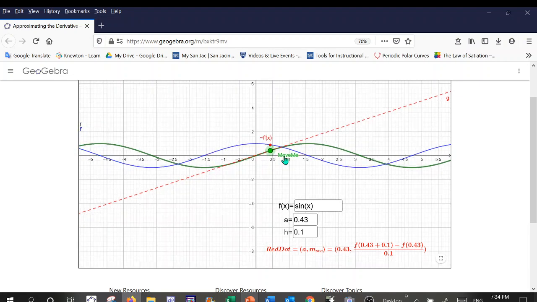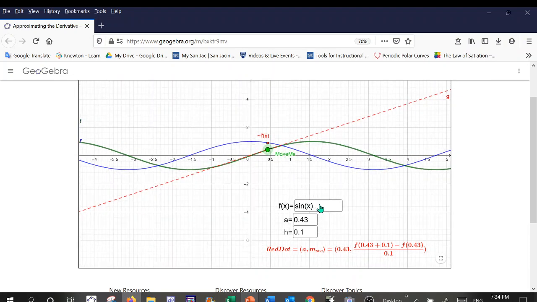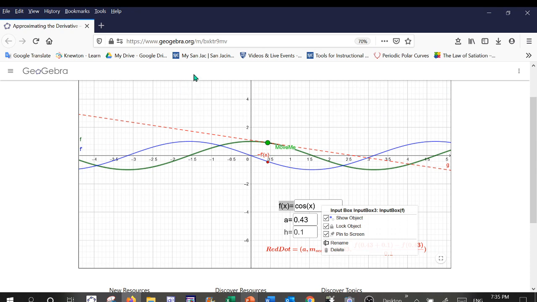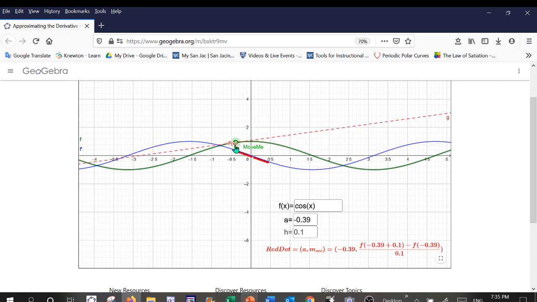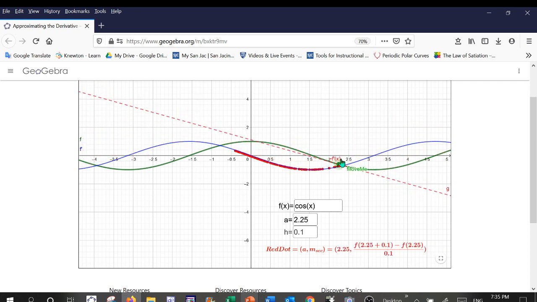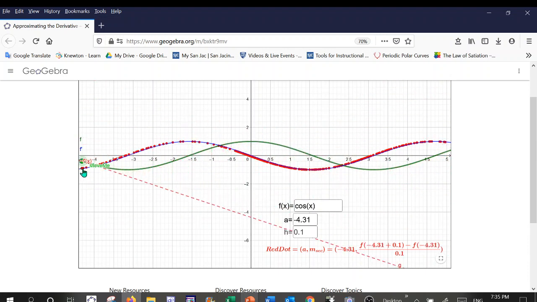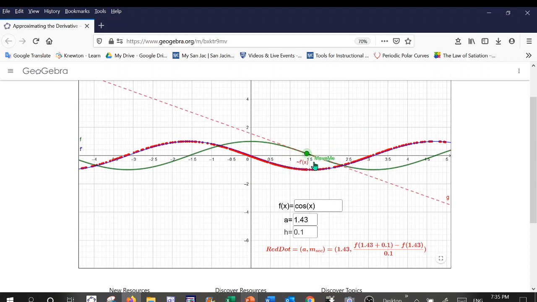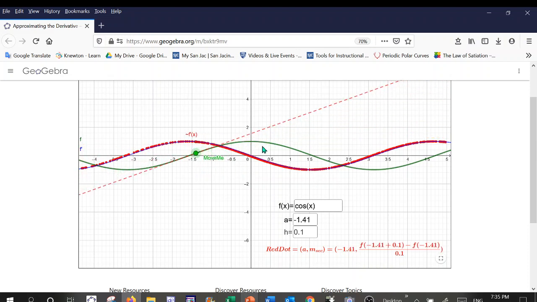Also, if I get rid of that and get rid of the red points and change it to cosine x, and then do the same thing, create those slopes of the tangent lines, what does it look like now? The red points are going over basically a pattern, and that pattern is a function itself, and that's the derivative function. So derivative of cosine, which is the green function, is the red function.